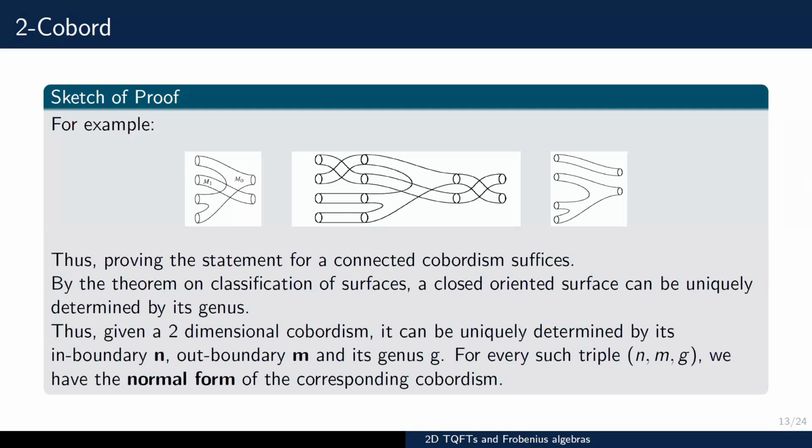So if we give the number of its in-boundaries, the number of its out-boundaries, and its genus, we should be able to uniquely determine a cobordism up to its equivalence, that is, up to diffeomorphisms. Specifically, we can say that a two-dimensional cobordism will be diffeomorphic to its normal form.